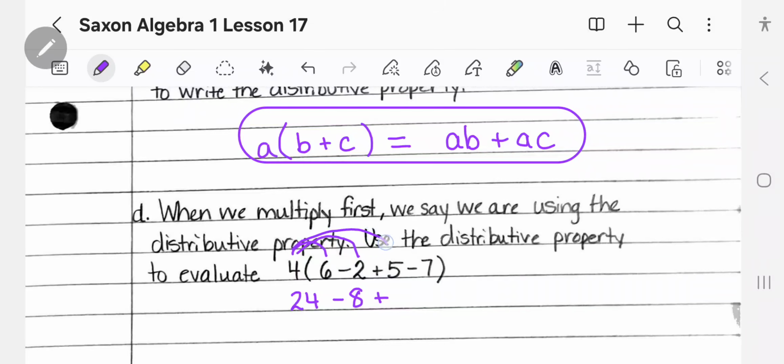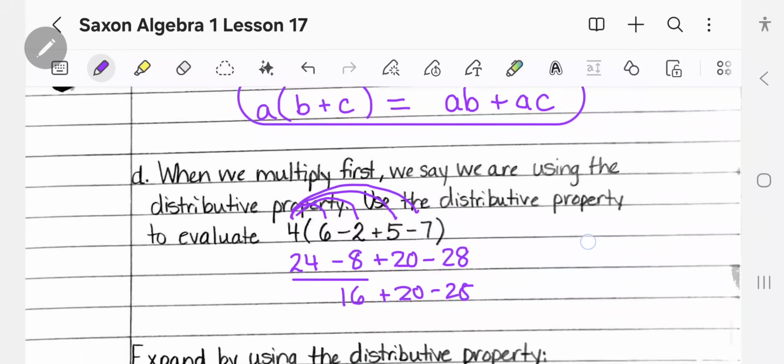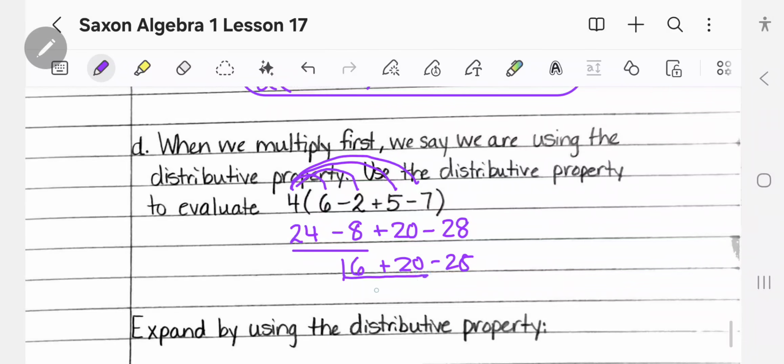Bring down the plus sign. 4 times 5 is 20. Bring down the minus sign. 4 times 7 is 28. Now I can combine these. 24 minus the 8 is 16. Plus 20 minus 28. And that's going to be 36 minus 28. And that's going to be 8.